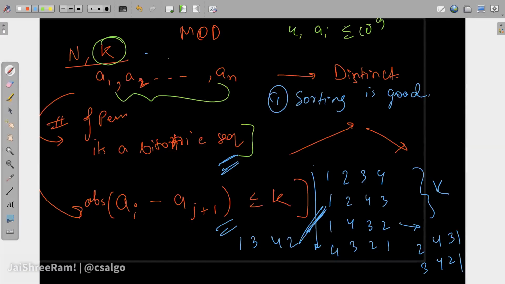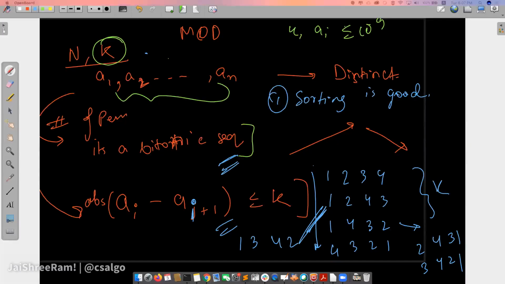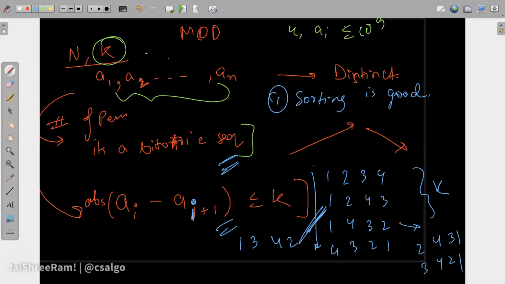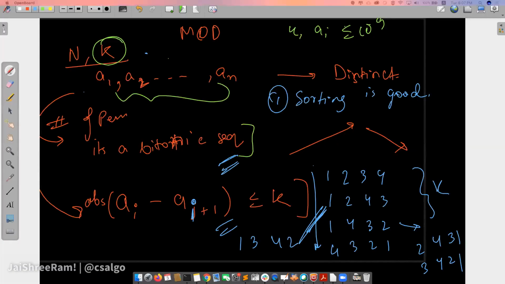Sorry, this should be i. So basically the consecutive elements in this should have a difference less than or equal to k. Any ideas?